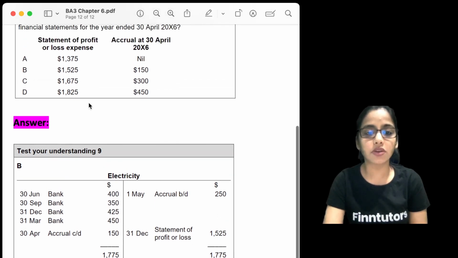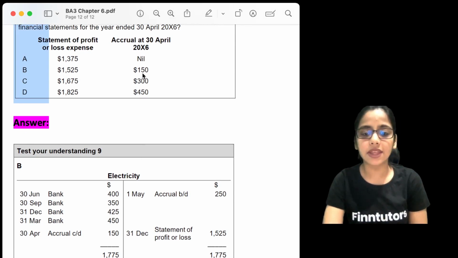So for this reason, your statement of profit and loss will have 1525 as the balance, and the electricity carried down in April will be about $150. So the correct answer is option B.